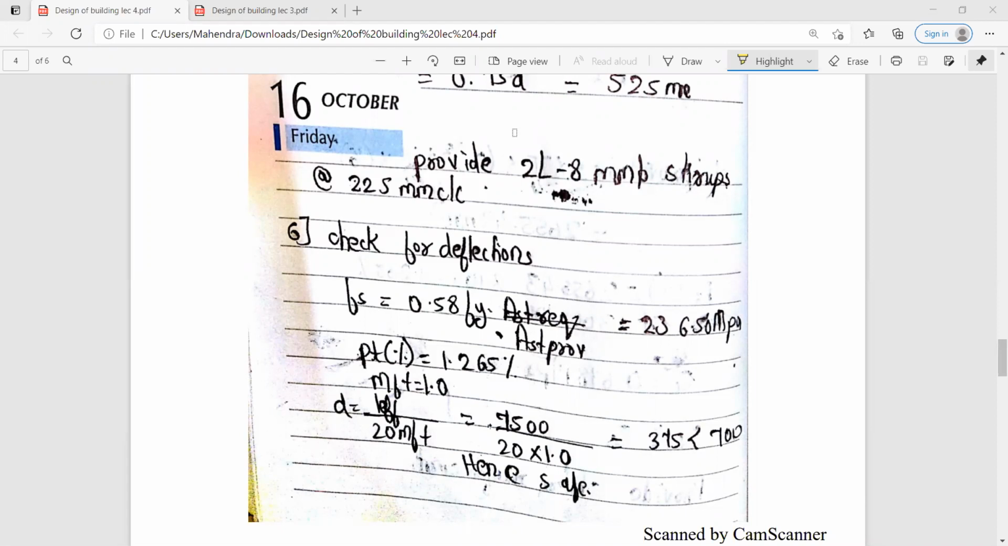Is done. Okay. Okay, so here we are completed with this design. Now proceeding for the detailing part.